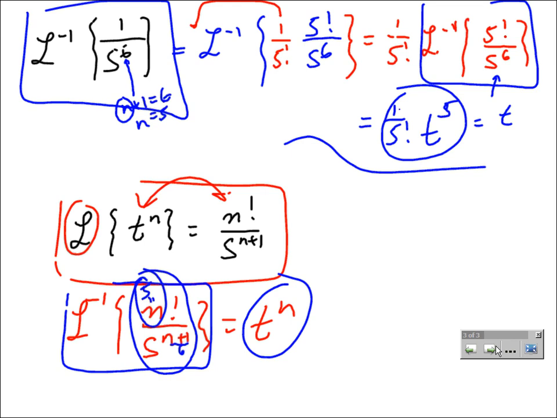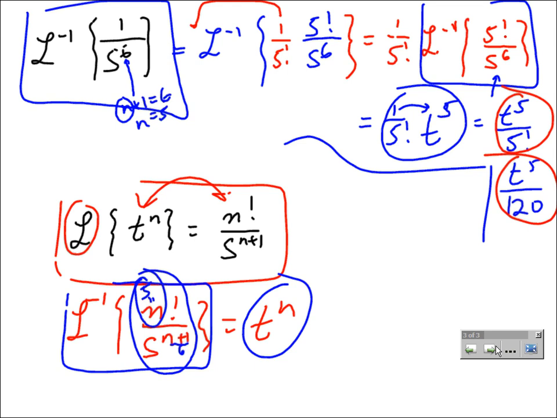Or you can say 1 times t to the 5 is t to the 5 over 5 factorial. The last acceptable answer would be t to the 5th over 120. 5 factorial is 120. I would like to see an answer like this or that.